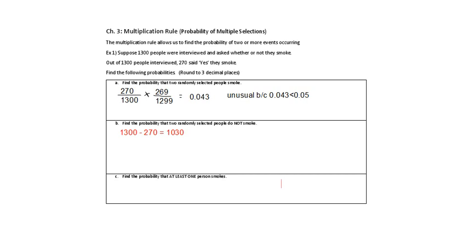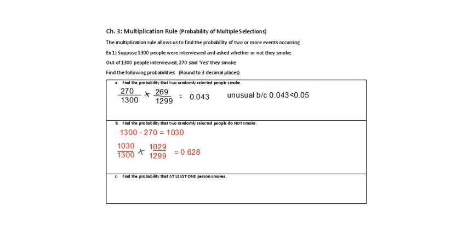So here's how it will work. First, we'll do 1030 divided by 1,300. I'll do the little line through that. Times 1029 divided by 1299. We will multiply it together, and that is equal to 0.628.